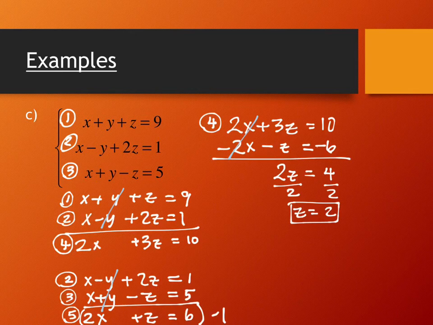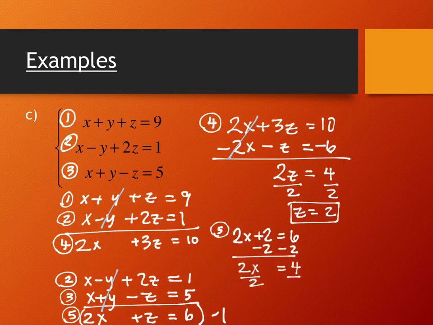All right, so z is 2. Do you want to use equation 4 or 5? I don't know that it really matters. 5? Okay. We'll use equation 5. So equation 5 has 2x plus z, which is 2, equals 6. So we'll subtract our 2. So my 2x is equal to 4. And x is 2.